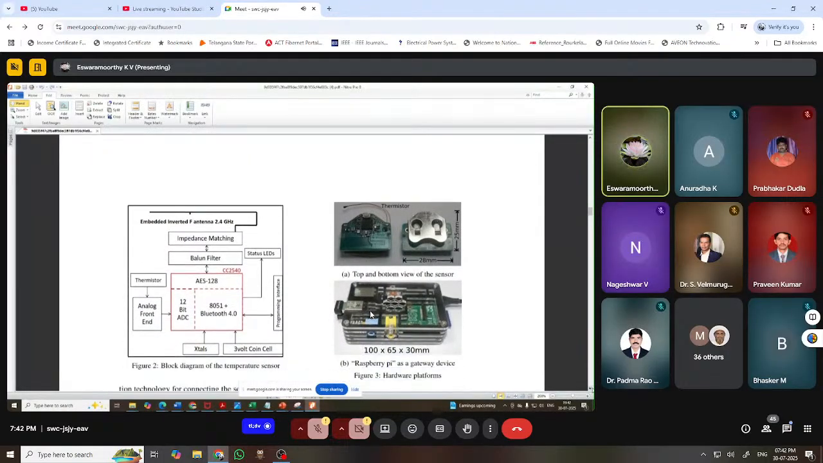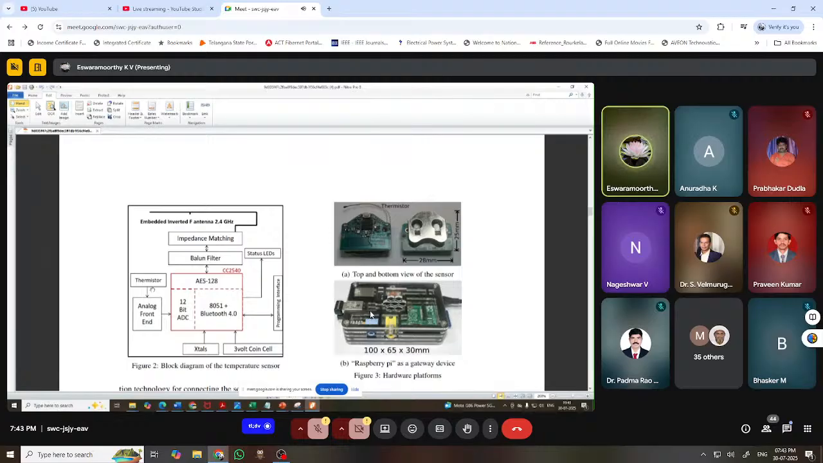And here, this is the block diagram of the temperature sensor. What are the things it contains? This is the inverted F antenna, 2.4 GHz. Impedance matching is done. This is the antenna, the patch antenna you can see in Bluetooth devices, and this balun filter. And here we have the CC2541, which acts as a microcontroller with an ADC, and a Bluetooth stack is also involved. And for measuring, they have a thermistor.